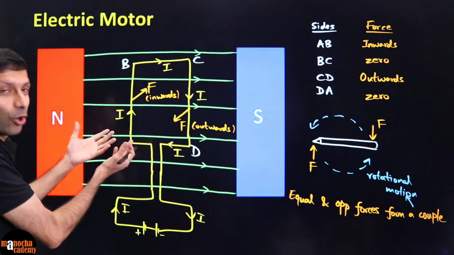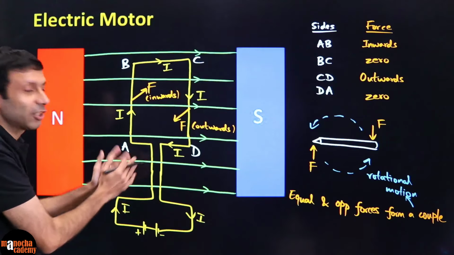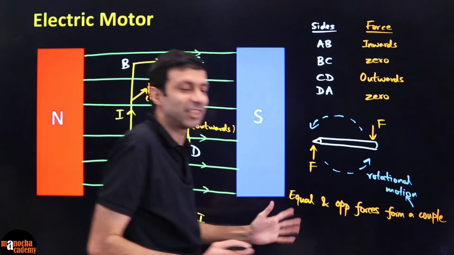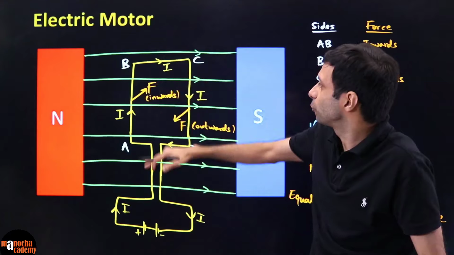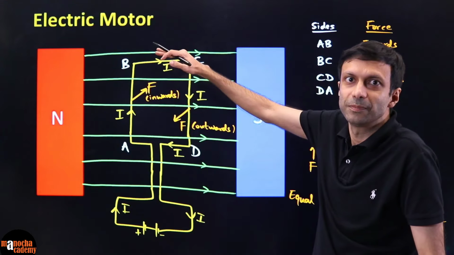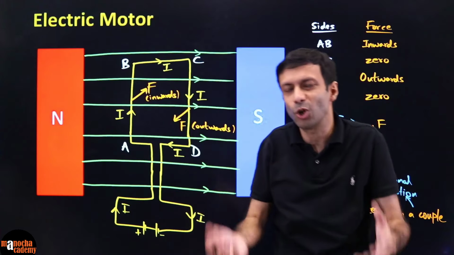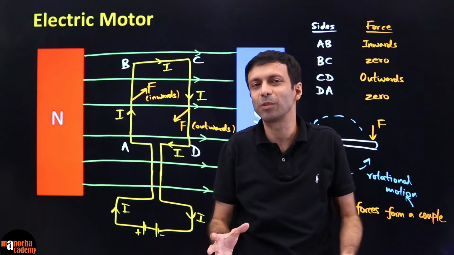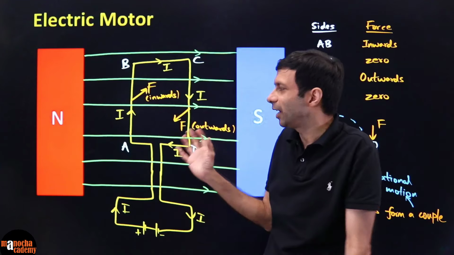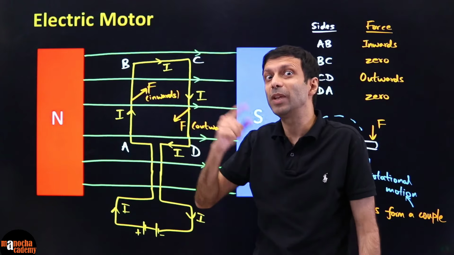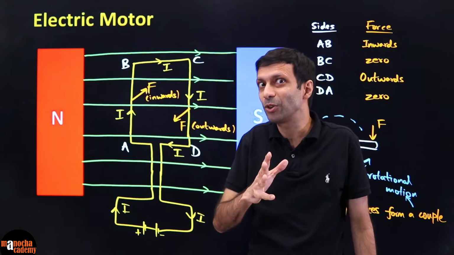And this is how your electric motor works. If you've understood this, you've understood the electric motor. That's it, right? And these two sides, they don't contribute to the force. Done. This is exactly how the electric motor is designed, which is used in toys, the mixie, the washing machine. In a simplistic way, it basically looks like this. And it's based on a principle. What is it based on?